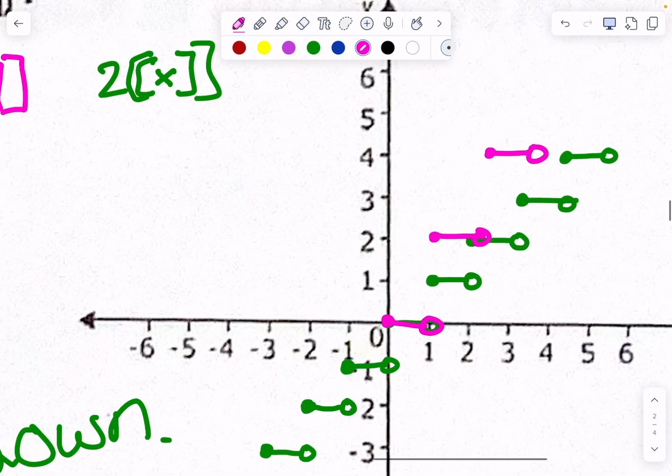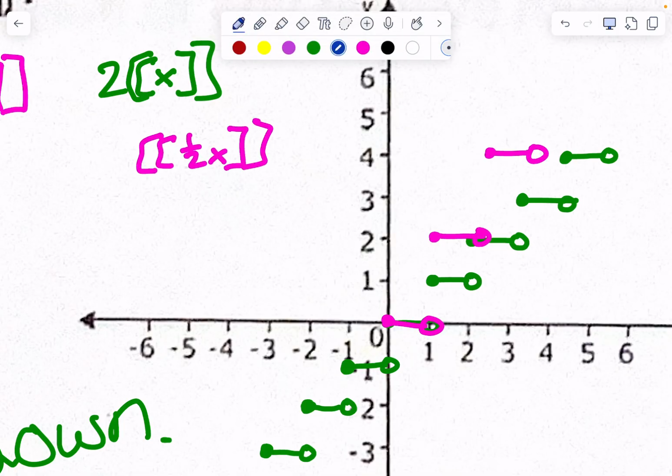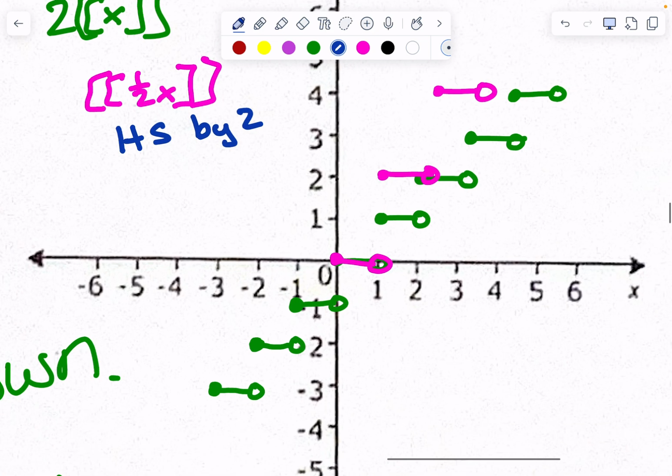Let's say I do 1/2 x. Do you know what it looks like? That's a horizontal stretch by 2. So how does that work? It goes from 1 to 2, then from 2 to 4, then from 4 to 6. Does that make sense? The blue one is going to be a horizontal stretch. The pink one is a vertical stretch. That's how it works.